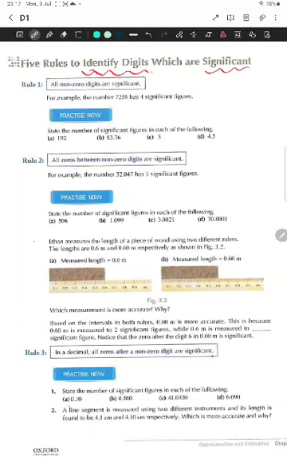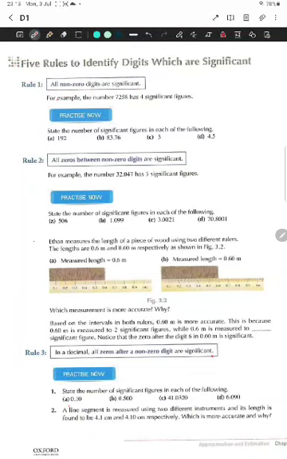We are going to count the number of significant figures, the number of significant digits in a given number. So there are some rules. We will discuss these rules one by one. First of all, the first rule. The first rule states that all non-zero digits are significant. According to this rule, all the non-zero digits in a given number will be significant.